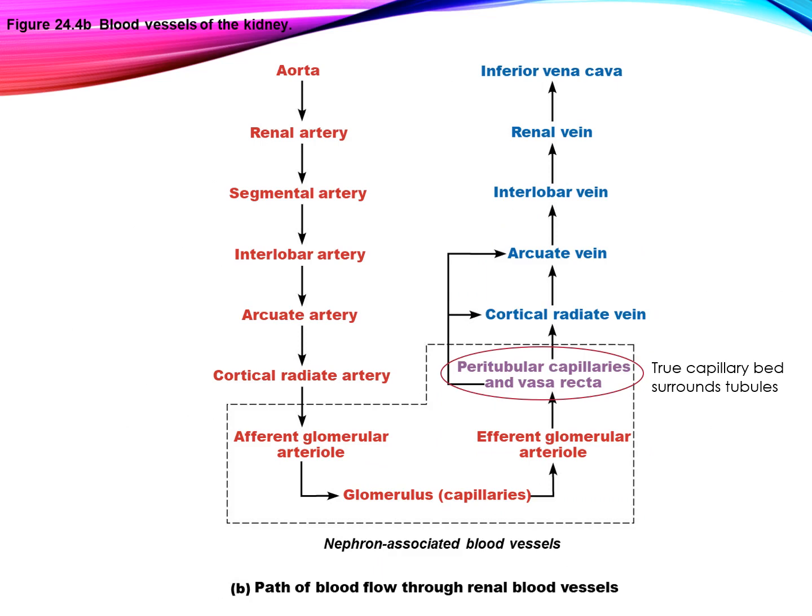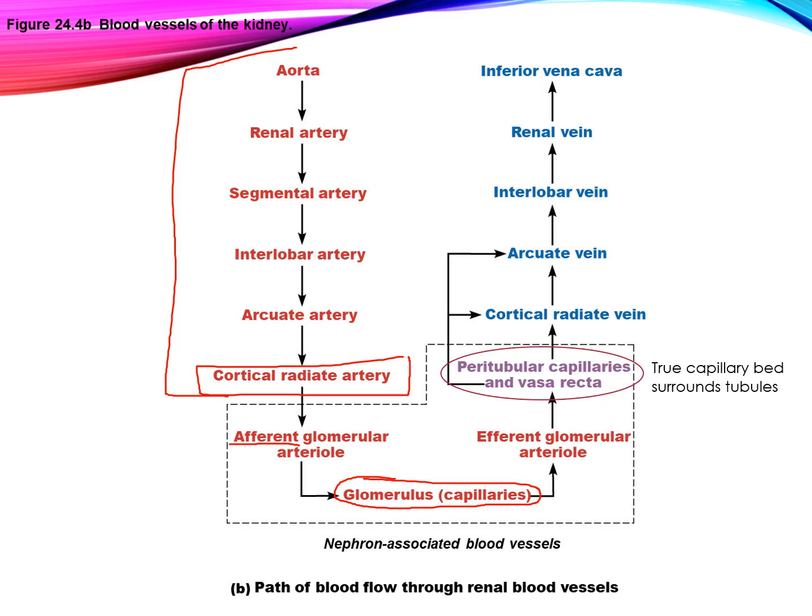Before we talk about the filtration system, let's follow the blood through the kidney and finish it off. So we went through the arterial system, okay? We are going to branch into smaller and smaller arteries until we finish up at that cortical radiate artery. And then that's going to send off these afferent arterioles into the glomerulus. That's where we said the filtration is happening.